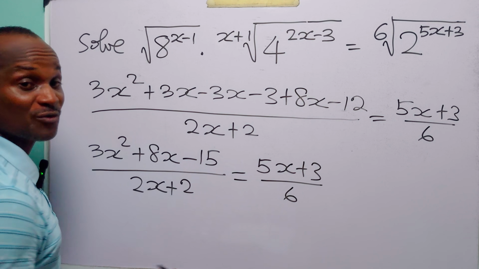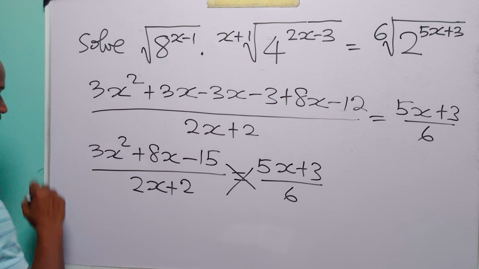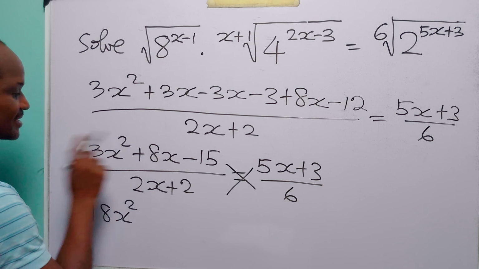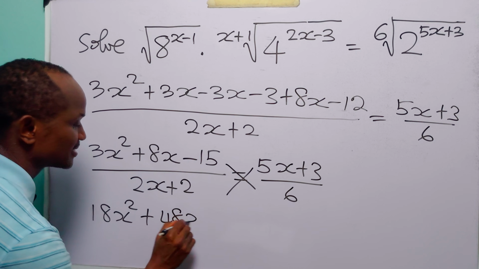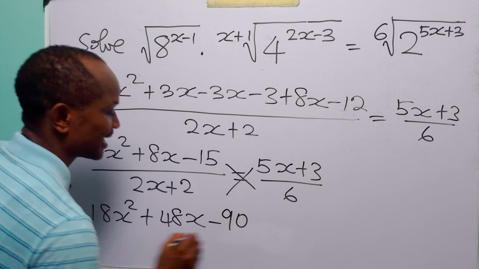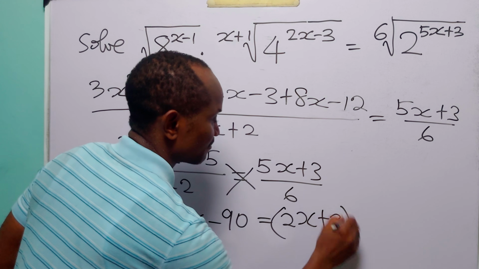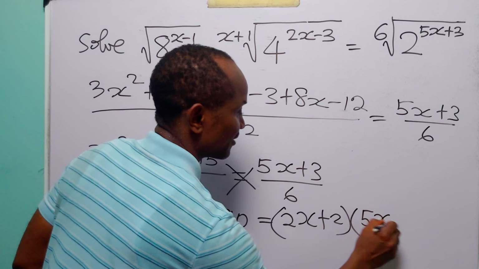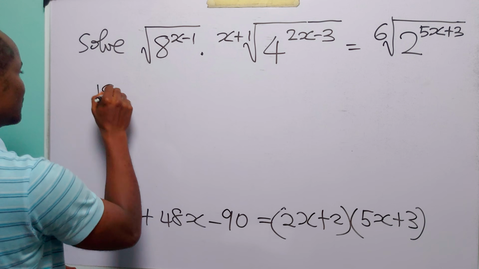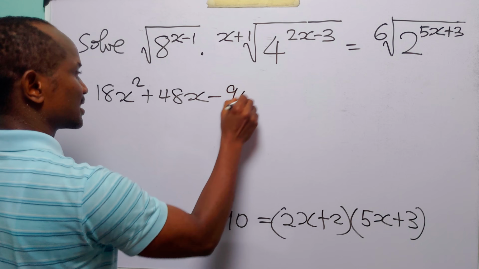And of course, to get rid of these two fractions, we cross multiply. We have 6 times 3x squared, that is 18x squared. 6 times 8x, that is 48x. 6 times minus 15, that is minus 90, is equal to (2x plus 2) multiplied by (5x plus 3). On the left hand side, we have 18x squared plus 48x minus 90.